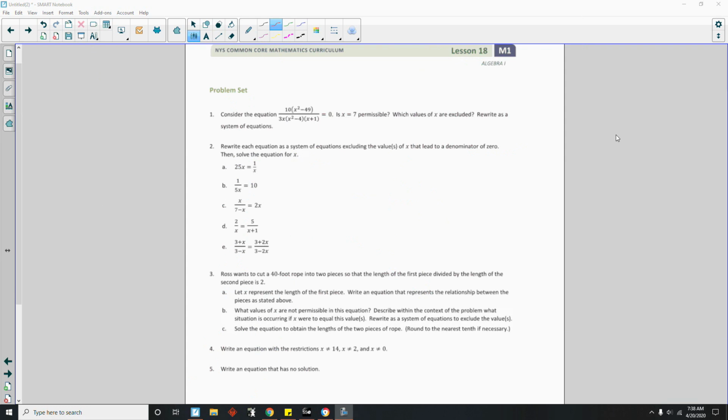Okay, page 5 brings us to the end of lesson 18. Go do your problem set.